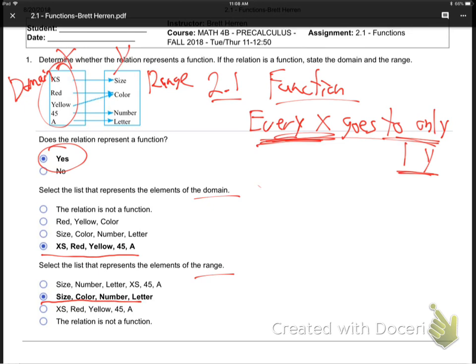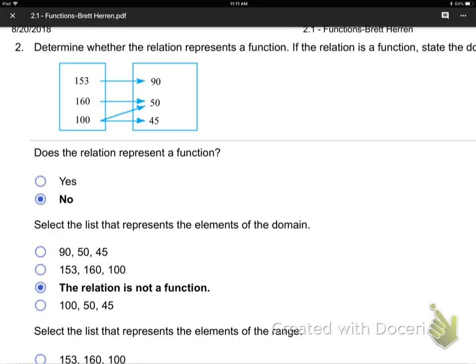This will be on YouTube if I'm going too quick, it will be stored away. So number two, is that one a function? No. What's the problem? The x is going to two y's. Yeah, this 100 is going to two different y's, so it's not a function. Is that making good sense? And so on the other parts, all you have to do is say the relation is not a function. You don't even have to do the domain and the range. It's not even a function.